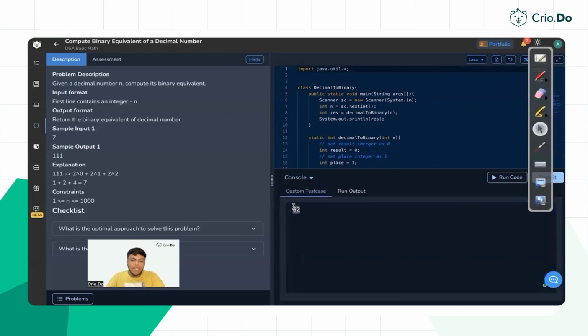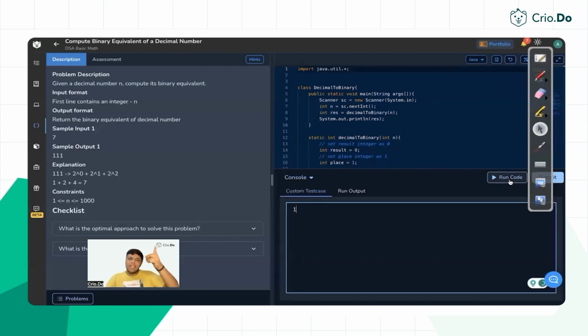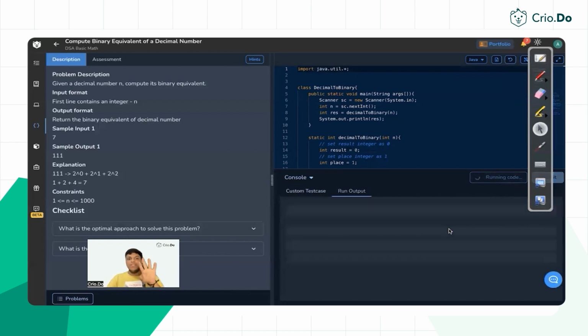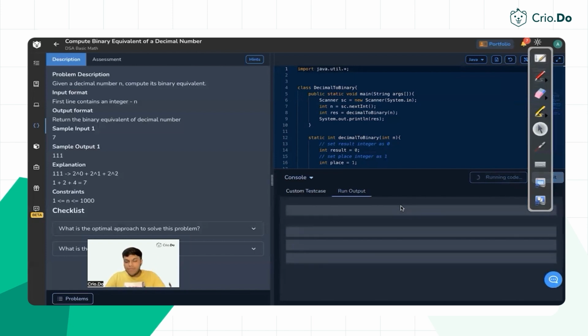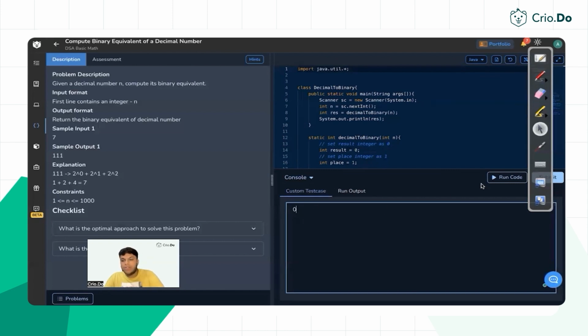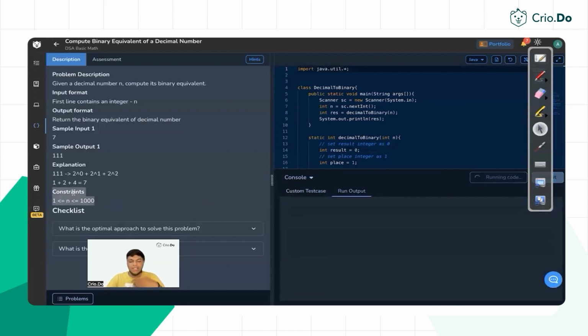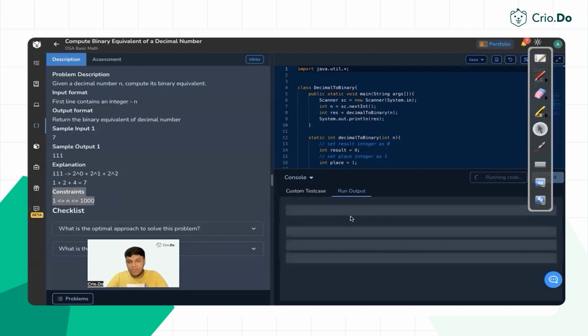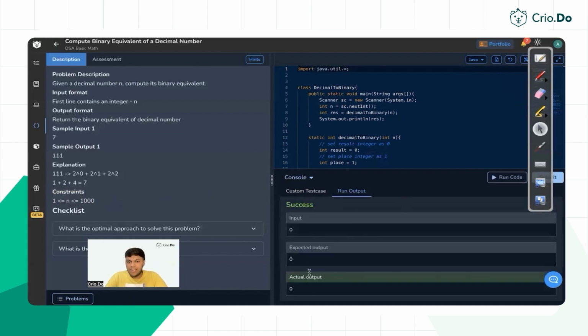What about some corner cases? Let's say the input integer is 1. Decimal 1 is equivalent to binary 1, and decimal 0 is equivalent to binary 0. So 1 should give me 1 only. Let's see if it is giving me 1. Yes. Same goes for 0. Although 0 is not within the constraints, let's try for 0. What will be the output for 0? Again, it is 0 only.